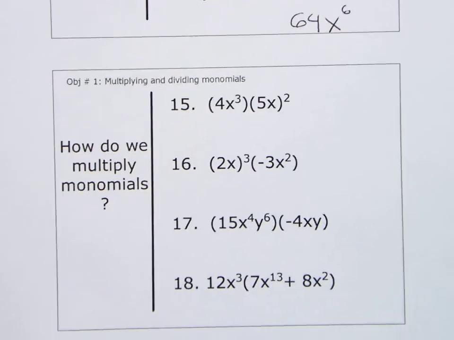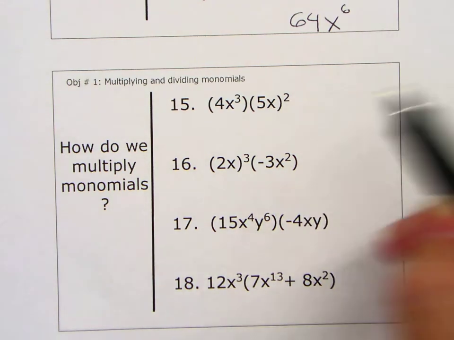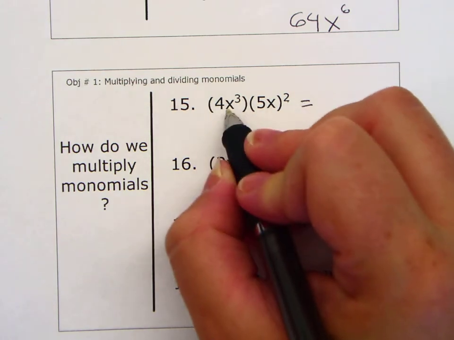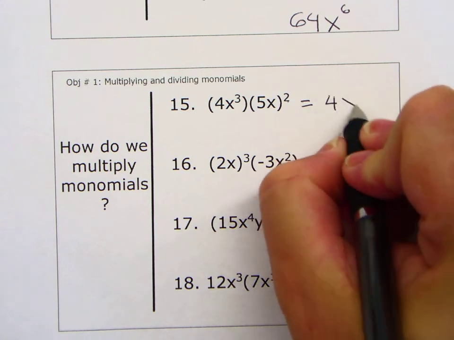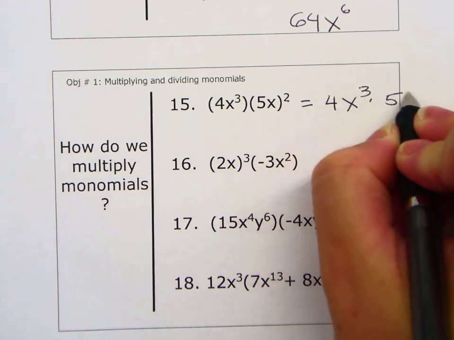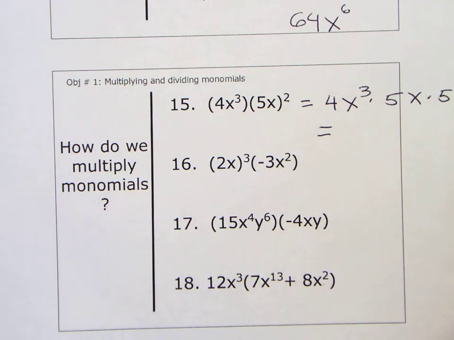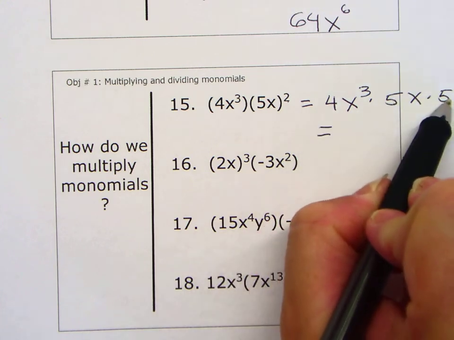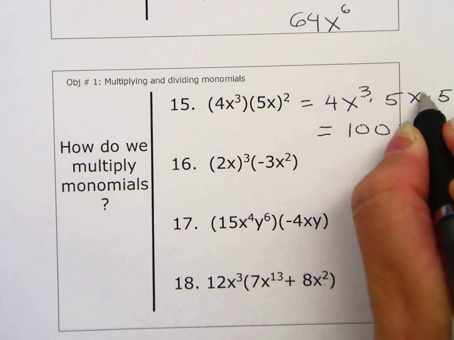All right, 15 through 18. These are much more challenging. These are the challenge problems for multiplication. Okay. All right, so this one, see how I have that 2 there? I'm going to leave the first the same. Only the 5x is being raised to the 2nd power. So this is 4x cubed, 5x, 5x. I didn't say it before, but you should try these on your own before you watch me do them. All right, so we have 4 times 5 times 5, so that's 100. X, I have 3, 4, and 5.